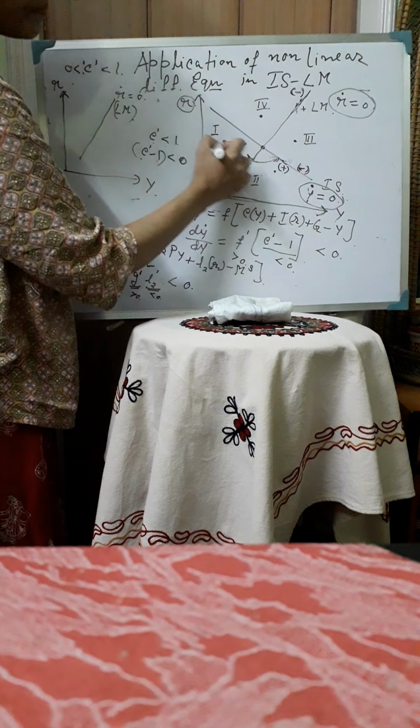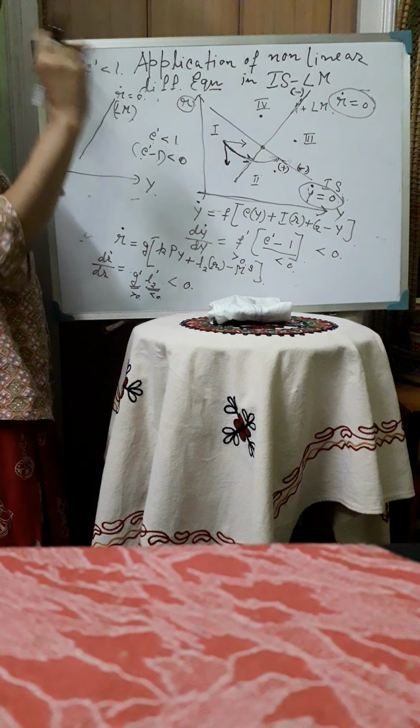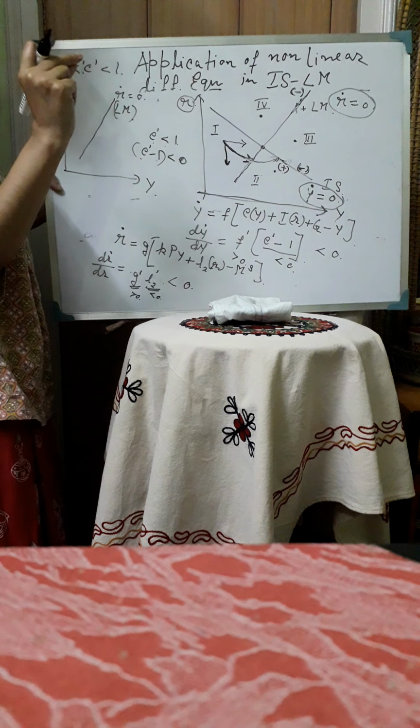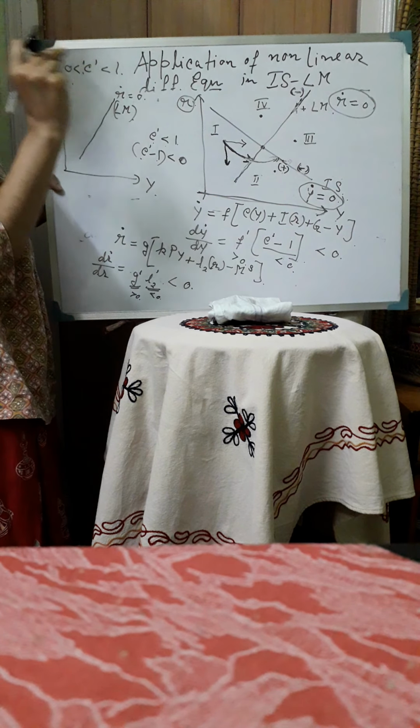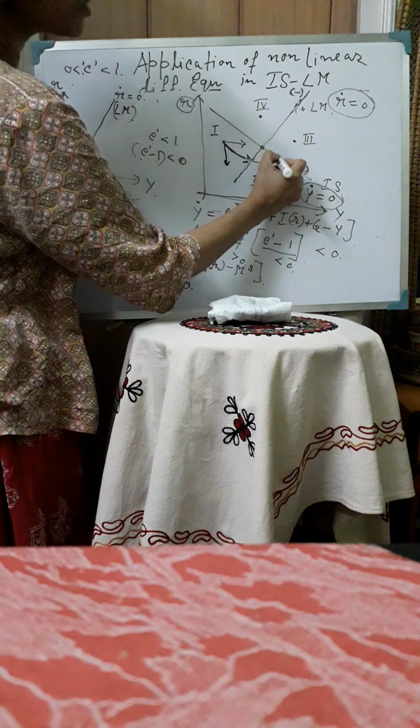Now when the time path, when the streamline hits this IS curve, that means we have got the equilibrium in the goods market. Now when there is an equilibrium in the goods market, then there will be no change in Y, there will be only change in the rate of interest. Now to restore the equilibrium in the money market, what will happen? We are here at this point now.